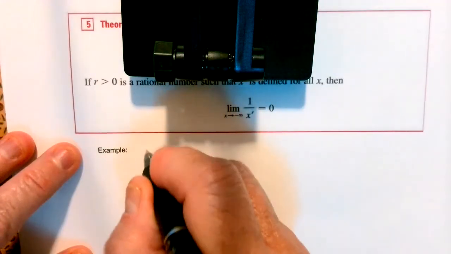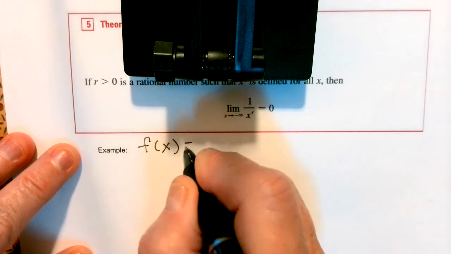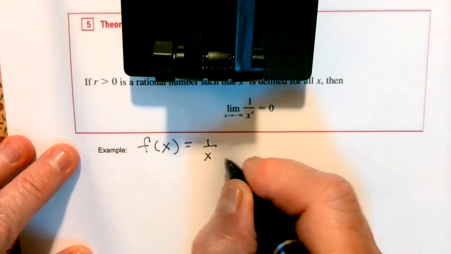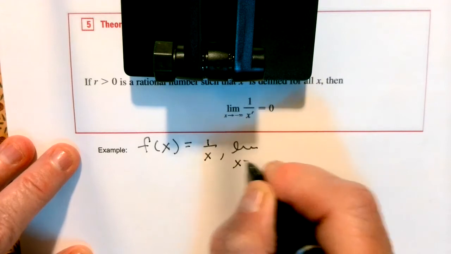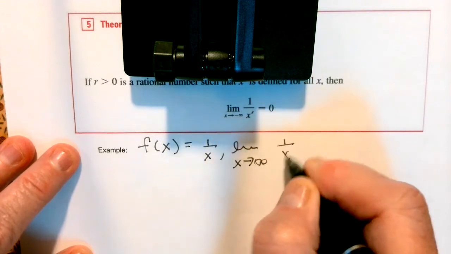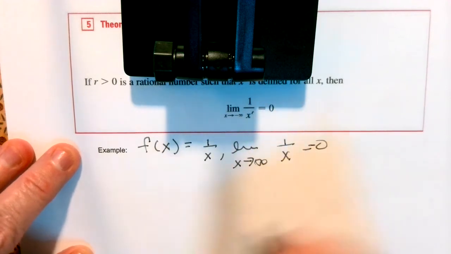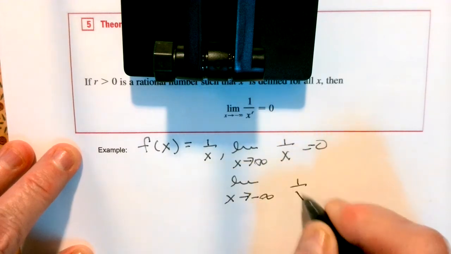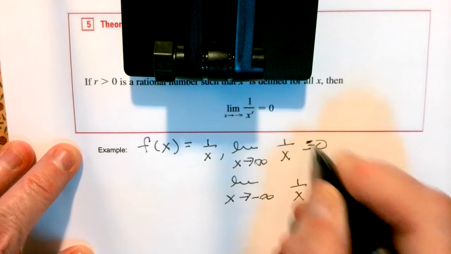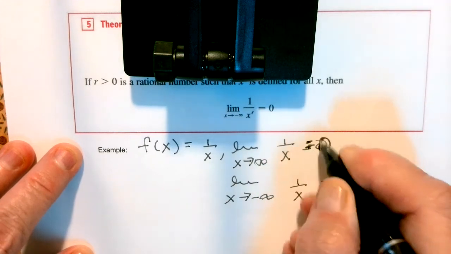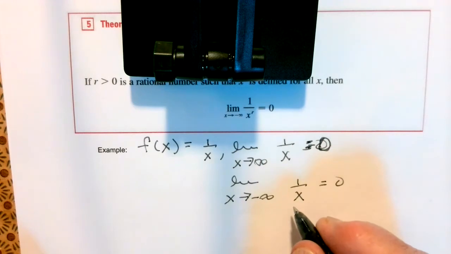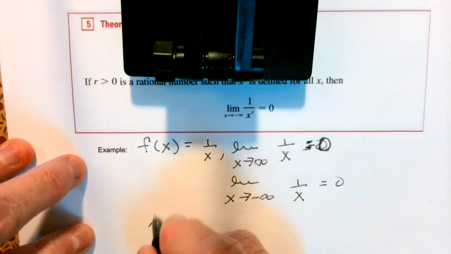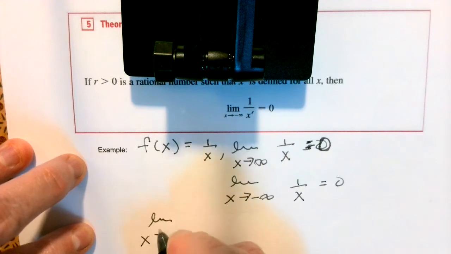And here's just another example. Okay, so let's let f of x equal 1 over x. And this is the most basic of the rational numbers. Then the limit as x goes to infinity of 1 over x equals 0. And the limit as x goes to negative infinity of 1 over x equals 0. Because you're taking a set number and you're dividing by something that's getting bigger and bigger. It doesn't matter as long as that x is a positive exponent.